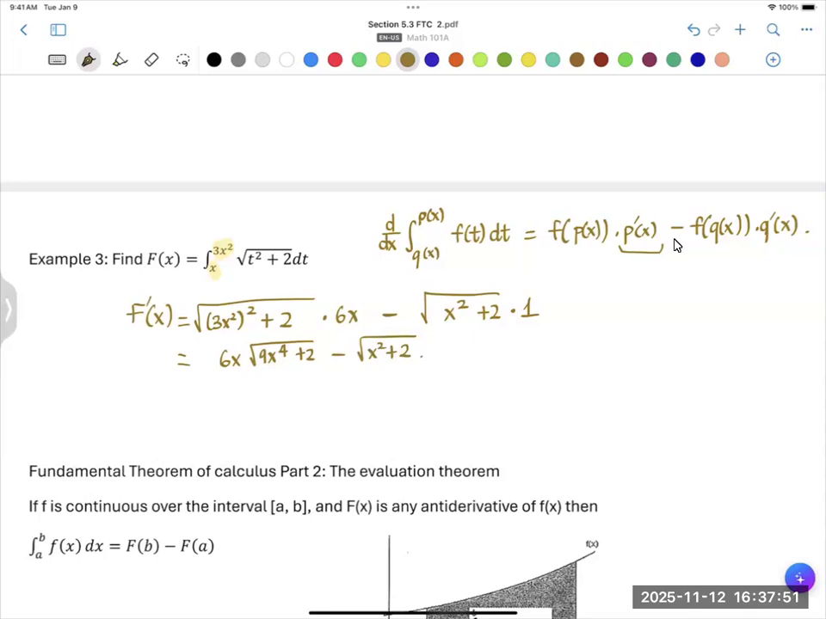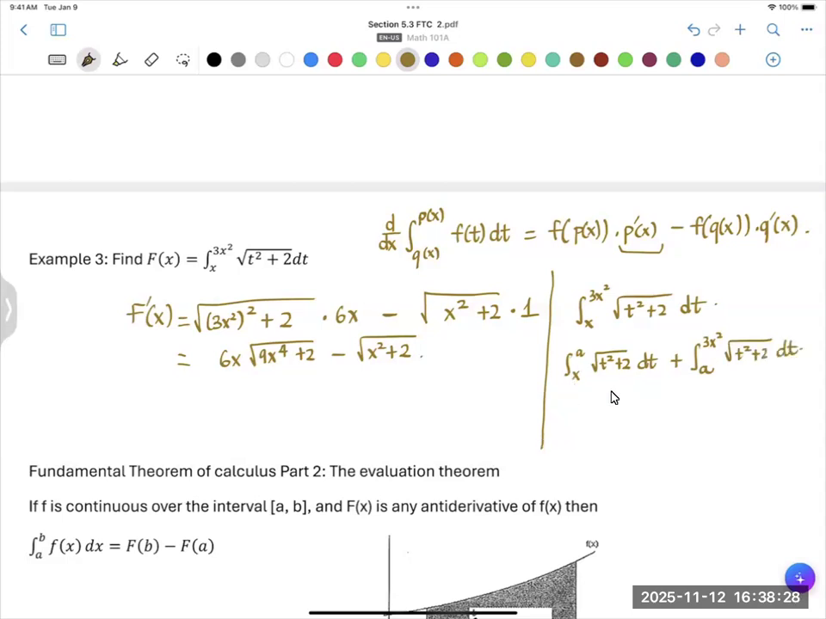Okay, so this technique is using the formula. If you don't want to use the formula, it's fine. You can also break it into two different integrals. So you have the integral from x to 3x squared of the square root of t squared plus 2 dt. Then you can break it into two different integrals. You have x to whatever number a, square root of t squared plus 2 dt, plus a to 3x squared, square root of t squared plus 2 dt.